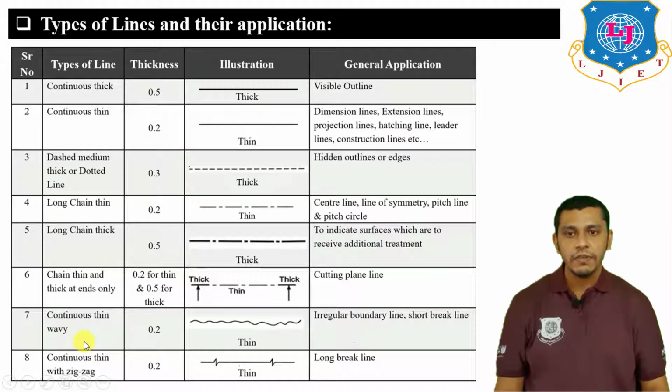Next is continuous thin wavy and continuous thin with zigzag. Both are 0.2 mm in thickness. Here you can see that this line is in wave form. It is thin in shade, and this line is in zigzag form. It is also thin in shade. So the wavy line is used to show irregular boundary surfaces and short break lines, whereas the zigzag line is used to show long break lines.